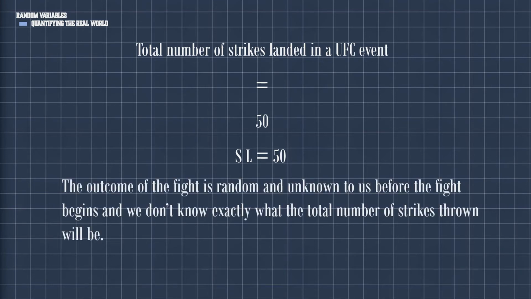While we might have a rough idea of what the value for the total strikes landed might be, we wouldn't be confident guessing on any specific number. The outcome of the fight is random and unknown to us before the fight begins, and we don't know exactly what the total number of strikes thrown will be. If we want to think about what this number might be in a meaningful way, we need to start with a method that describes the real world, and then assigns numbers to this description. We will then be able to start to reason about the likelihood of different events occurring in the future.